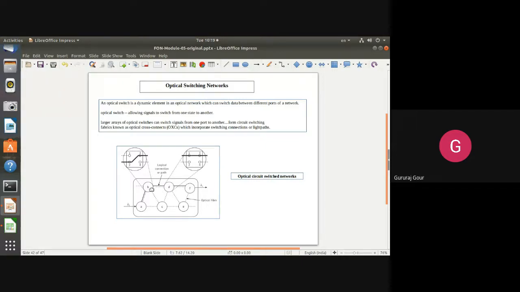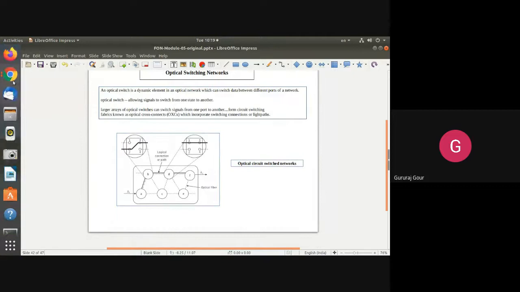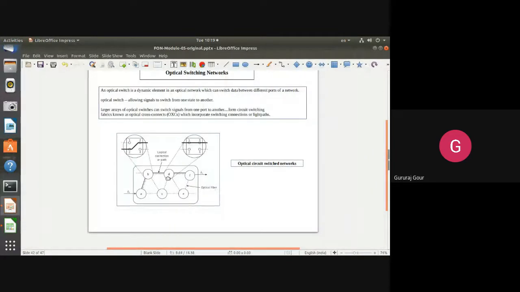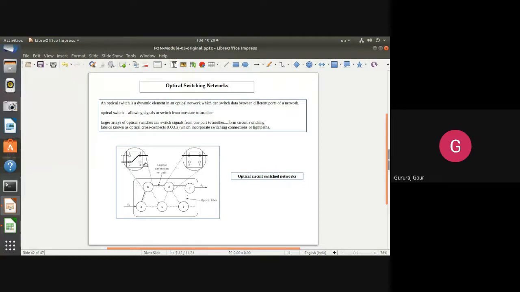Later, with the help of nodes B and D, the light path is established between A and F. Once this lambda 1 exits from F, the physical path which was established will be removed. It means the connection is established before you transmit lambda 1 from A to F. Once the transmission is over, this connection will be removed. That is an optical circuit switching network.